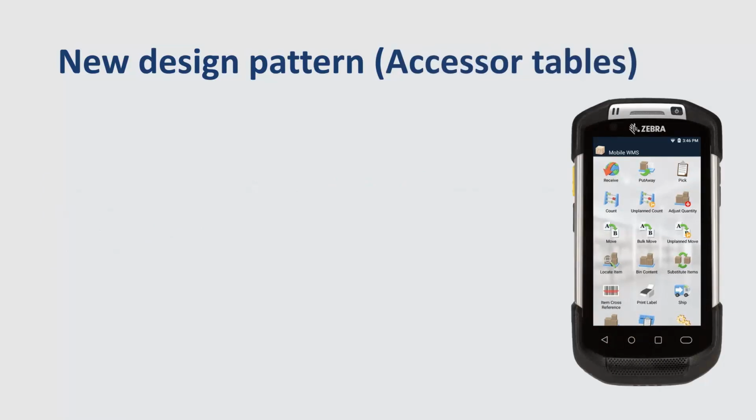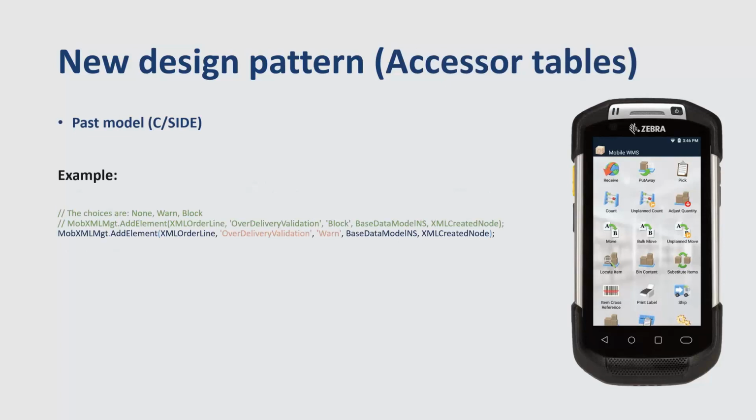So the last design pattern I would like to introduce is the one that has had the biggest impact on our code base. Something we have named Accessor tables, which is a concept derived from C#'s Accessor classes. Historically, changes to XML responses were made directly in the mobile WMS document handler code units, for example, code unit mob WMS receive. So changes implied writing directly to the XML output and required knowledge of the XML element, a case-sensitive XML tag, and using a correct namespace.